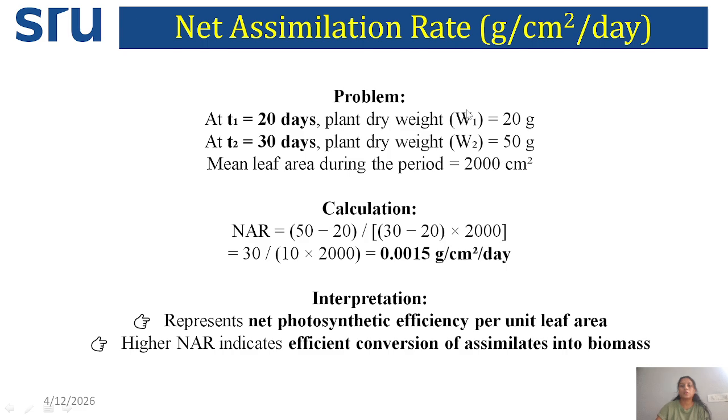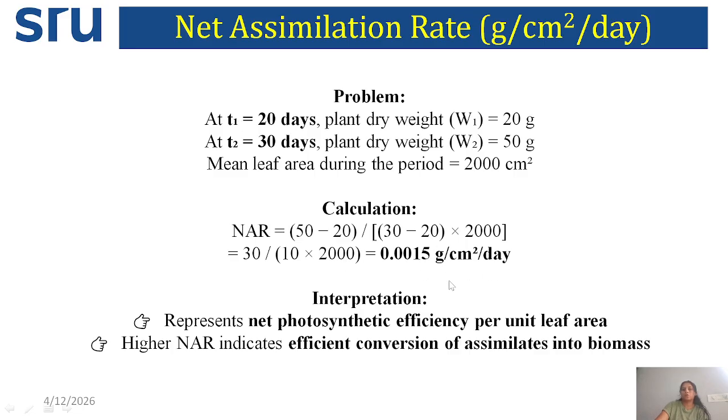Almost the same leaf area means you can measure the net assimilation rate. So how will we measure this? 1 by 2000 centimeters square, multiplied by W2 minus W1 over T2 minus T1. If you do this, you will get this value.